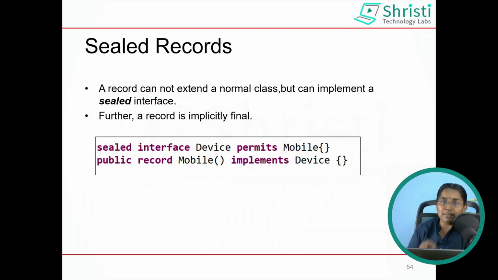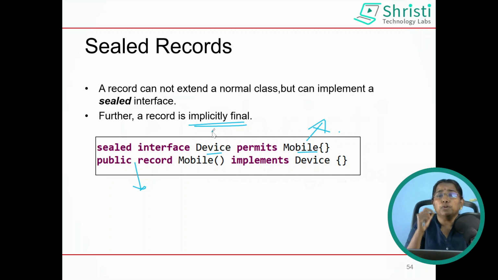Similar to sealed classes and interfaces, you can have sealed records. A record cannot extend a normal class, but it can implement an interface. Sealed interface Device permits Mobile. Mobile is the name of my record. Public record Mobile implements Device. I have not used any keyword sealed, non-sealed or final. Why? Because a record is implicitly final. I don't even have to use the keyword final.